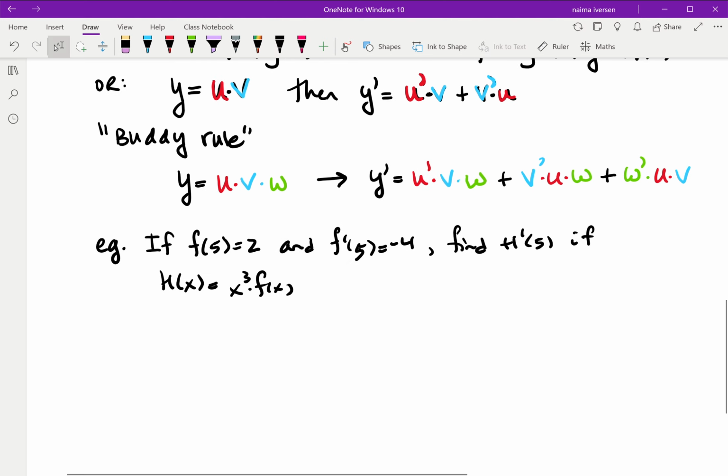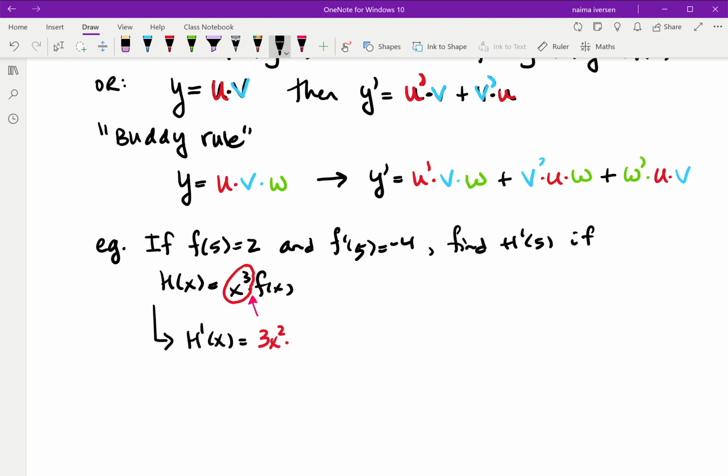So as soon as you see this little product thing right in here, now you're thinking, hey, there's two buddies. The first buddy's name is x cubed, and the second buddy's name is f of x. So when I try to find the derivative of h prime of x, my first buddy is going to be the derivative. So the derivative of x cubed, bring the power down, reduce the power by 1, we get 3x squared.